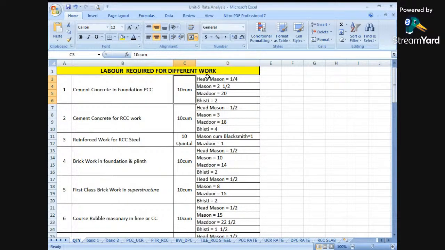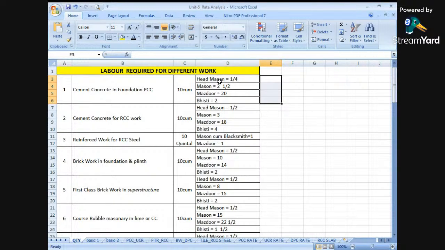Head mason we require as 1 by 4, whereas mason we require as 2.5. Mazdoor we require as 20 and Bisti we require as 2. Actually, these are in fractions. Why have they been taken in fractions? Because we are converting this into 10 cubic meters. If we are finding out for 20 cubic meters or 50 cubic meters, then these fractions may be in full numbers. So we are converting this into 10 cubic meters, therefore it has been calculated in fractions.